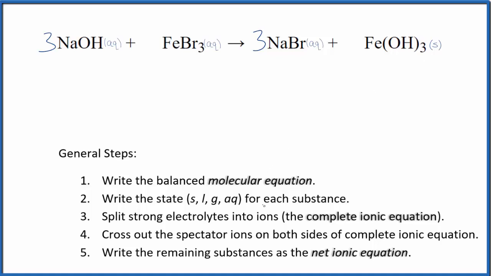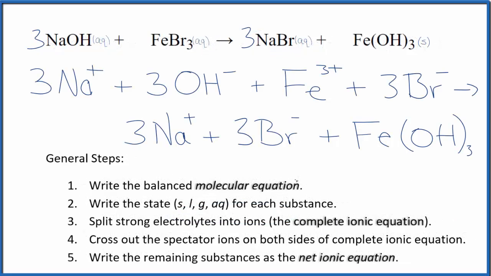Now we can split the strong electrolytes into their ions for the complete ionic equation. And that'll look like this. So this is the complete ionic equation. Everything here is going to be aqueous except for our Fe(OH)3, our precipitate. This is going to be a solid. So we keep it together because it's a solid.